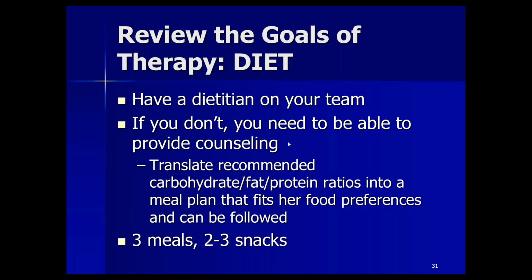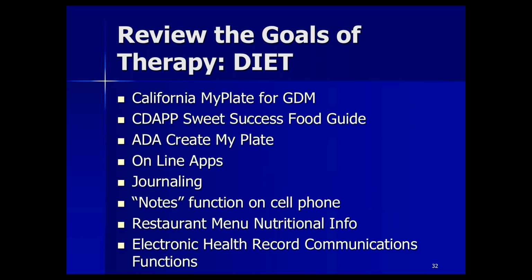Yes, you're seeing a whole bunch of other patients. But I think the key here is you need to find a way to help your patient translate those carbohydrate, fat, protein ratios into an actual meal plan that looks like a plate that she can eat, that fits her food preferences, and something she can do. It should be divided into 3 meals and 2 to 3 snacks. But helping her visualize her plate is probably the most important part of this.